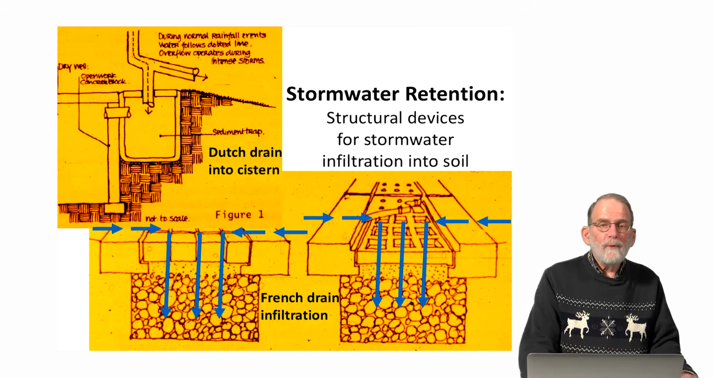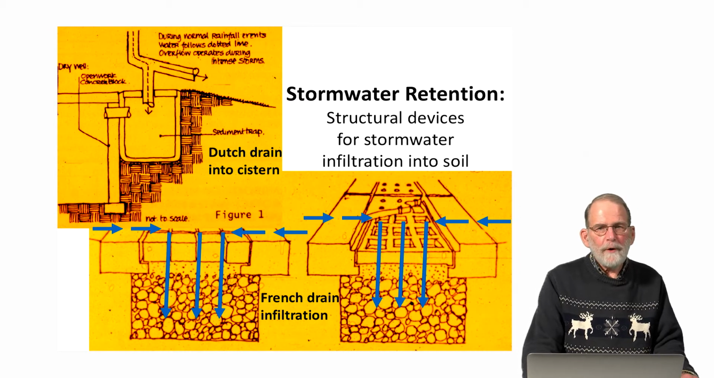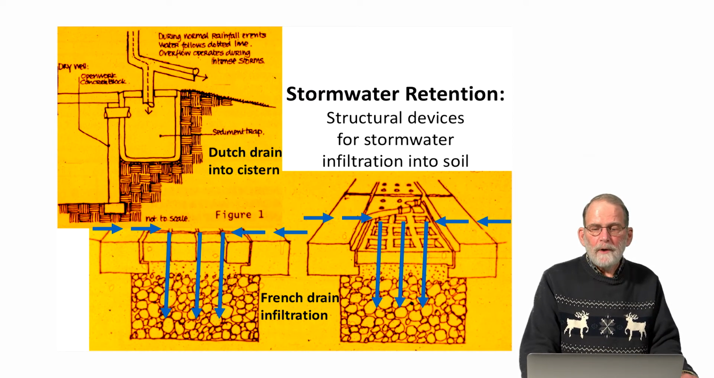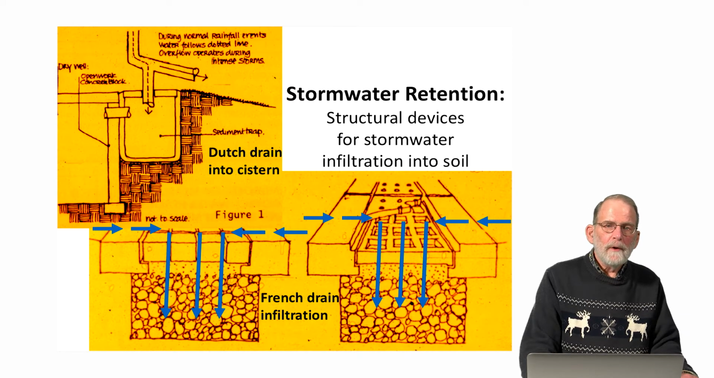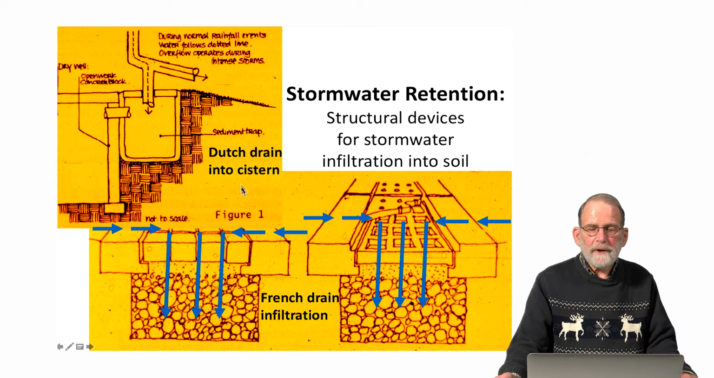When we move from stormwater detention to stormwater retention, we're talking about structural devices for stormwater infiltration into the soil, making permanent the storage of precipitation in the soil itself. This slide illustrates two different kinds of systems.